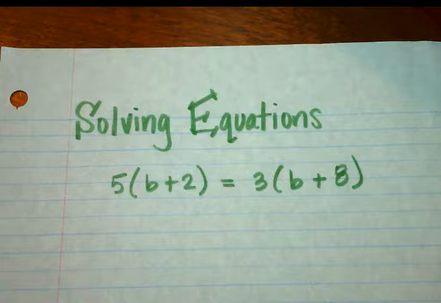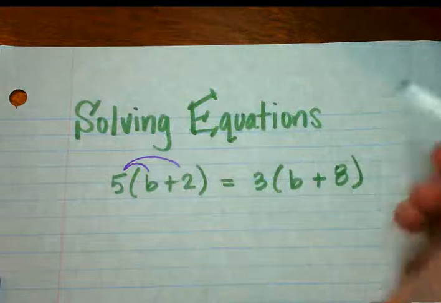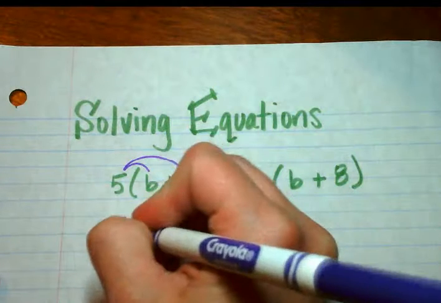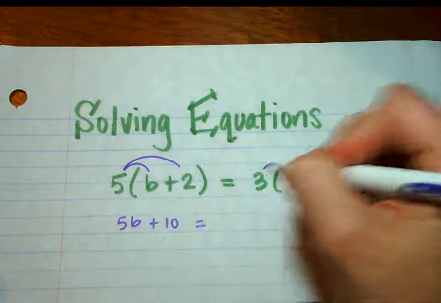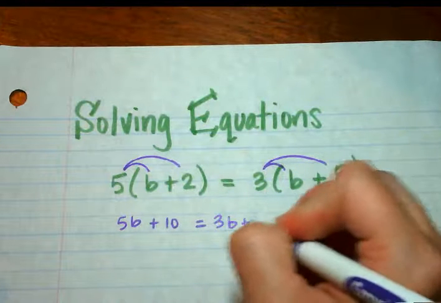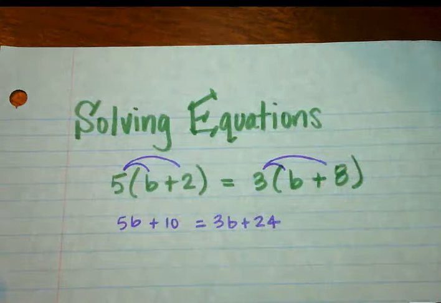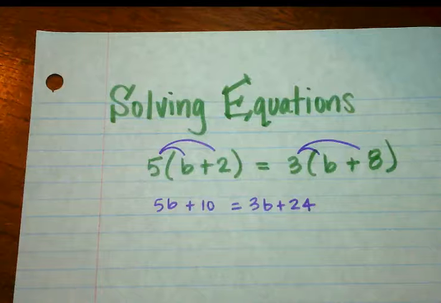So the first thing we have to do is get rid of the parentheses, and we do that by distributing. So on the left you get 5b plus 10. And then on the right, we need to distribute the 3, so you'll get 3b plus 24. Now we need to get the variables together, and I recommend moving the variables first.